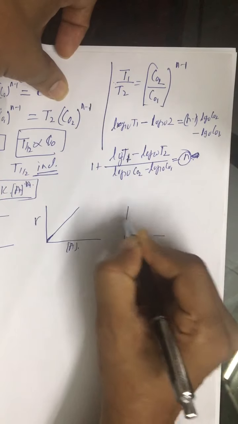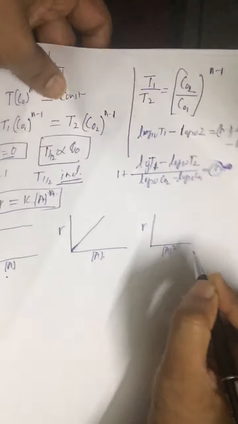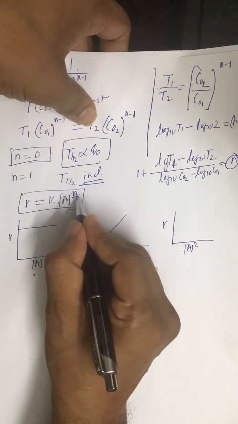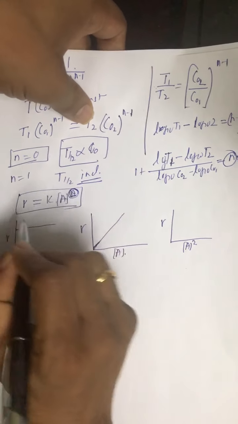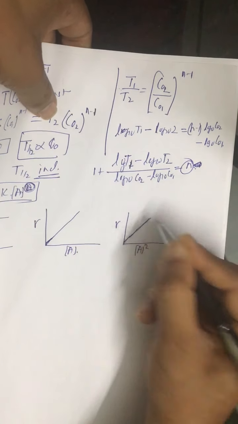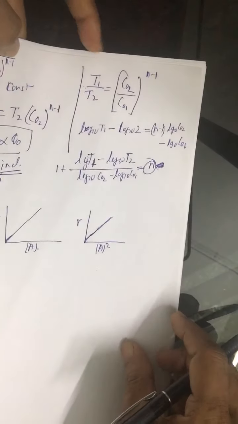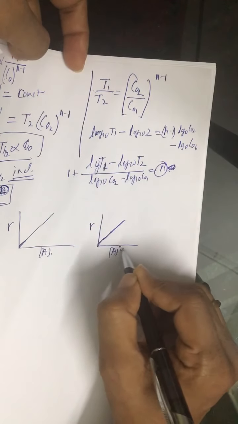Whereas for a second order reaction, now rate versus square of concentration, means what we are doing, if it is a second order reaction, we put n equal to 2, and then again you get a straight line. Alright. Similarly for third order reaction, it will be A cube.